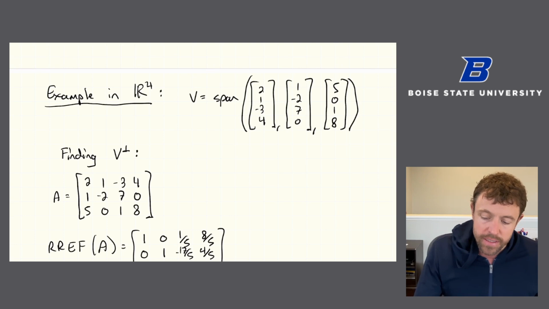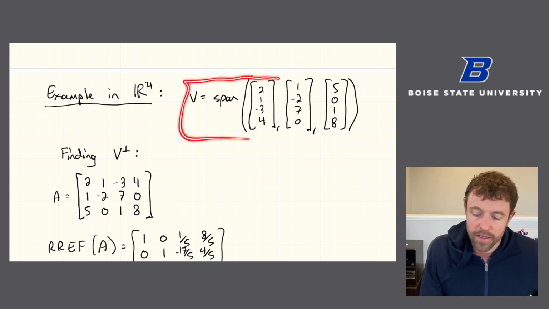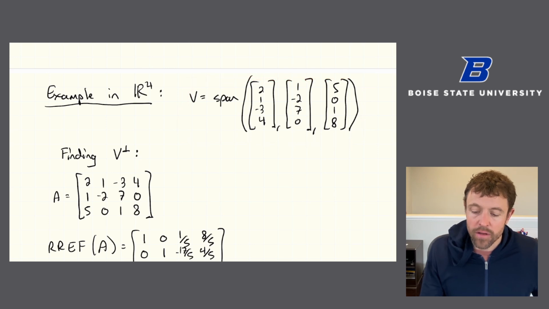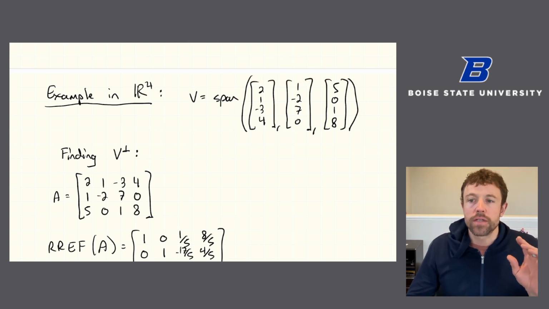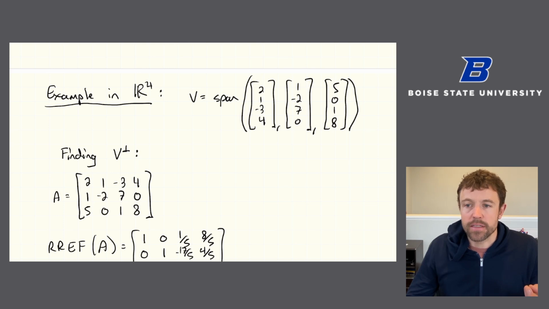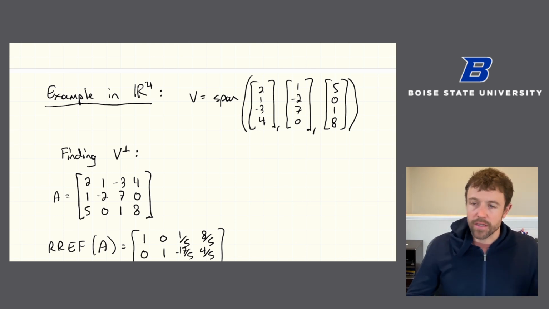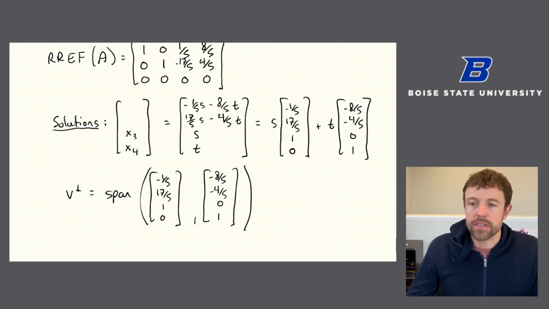If I look at this, what do I think vperp is going to look like? Well, we're in R4. I have the span of 3 vectors. I was kind of thinking vperp was going to be a one-dimensional subspace because I just told you that the dimensions add up to the total dimension. But we didn't get that. We got that vperp was a 2-dimensional subspace.